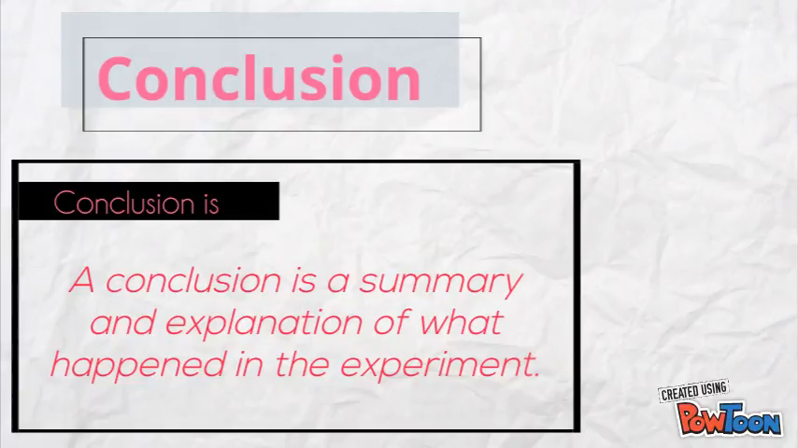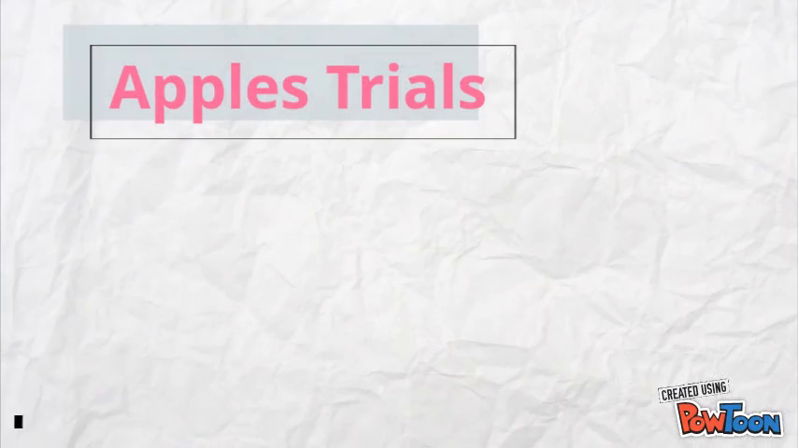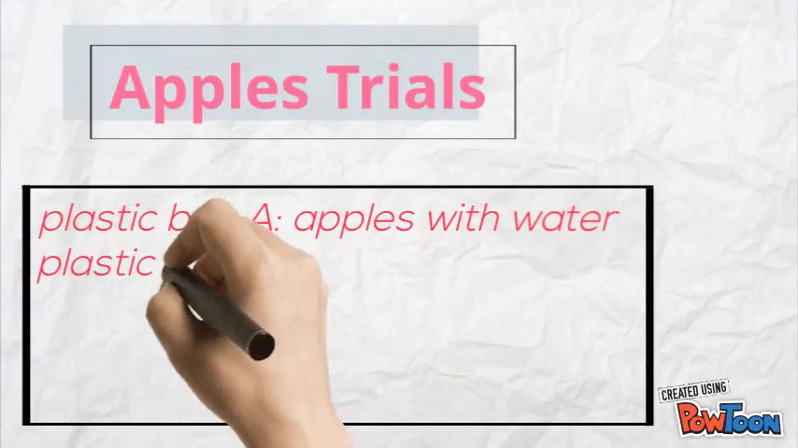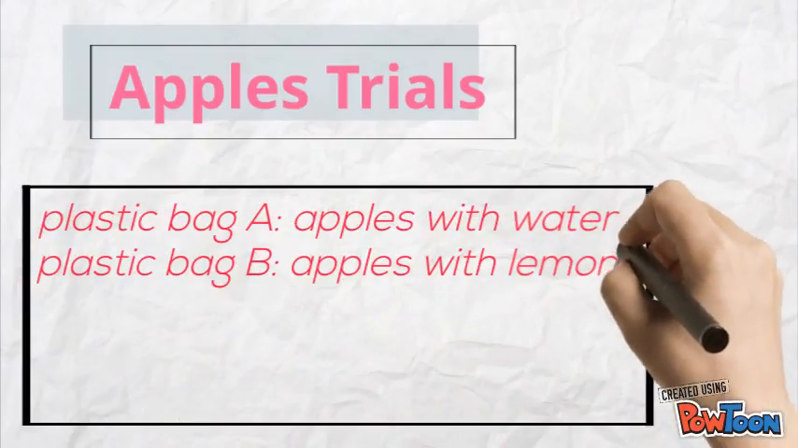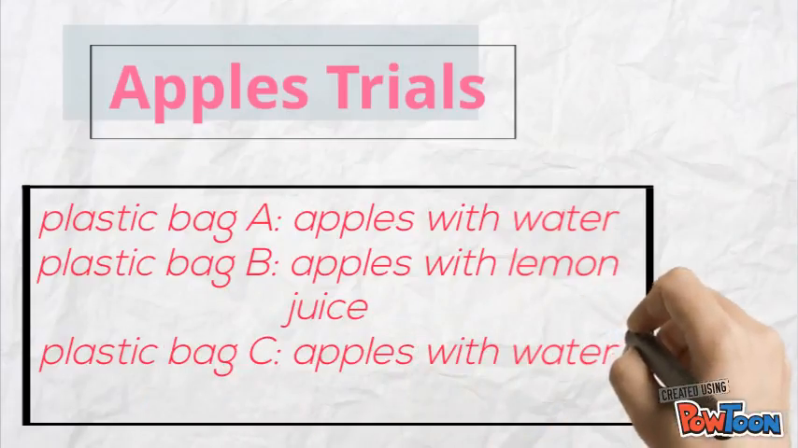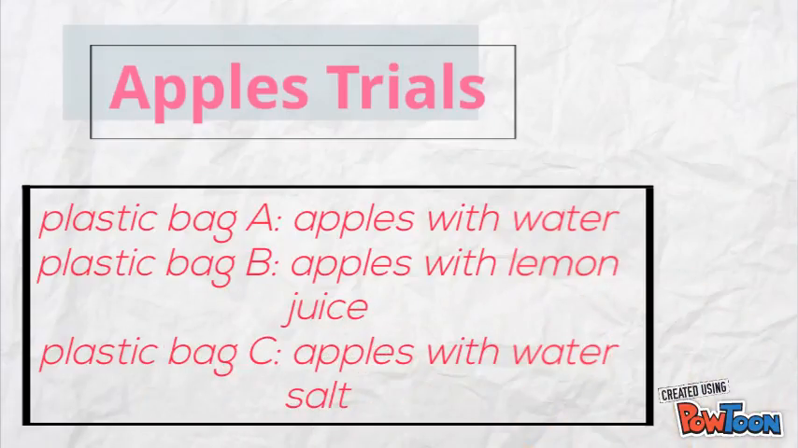Put some apple slices in a bag labeled A. That is going to be your control group since it's not going to change. In bag B, you're going to put some lemon juice and some apple slices. In bag C, you're going to put some salt water and the apple slices, and that's going to be your experiment group.